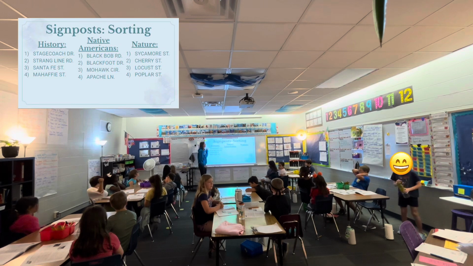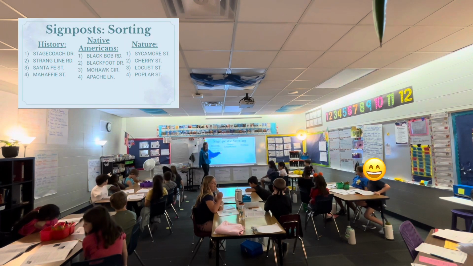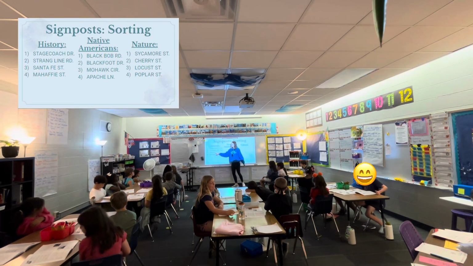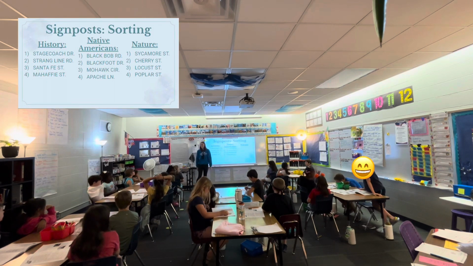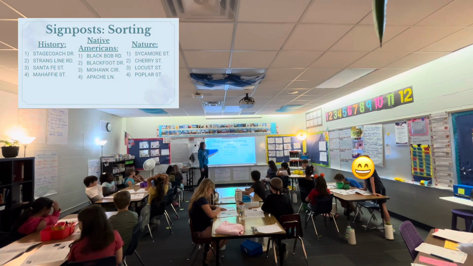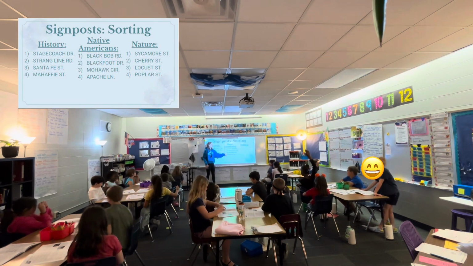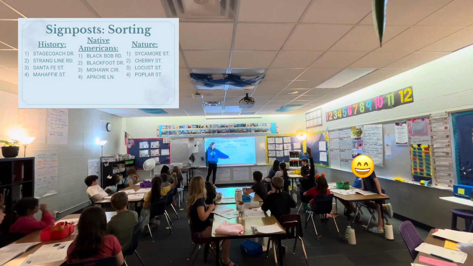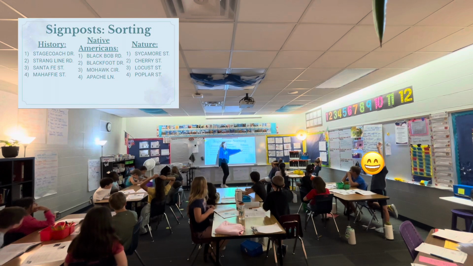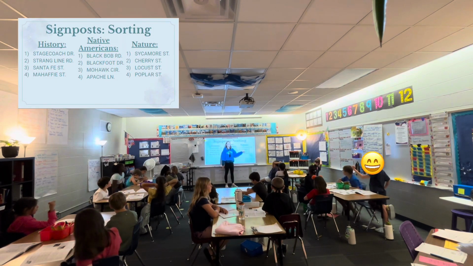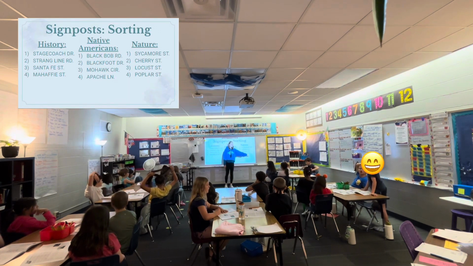History. We have Stagecoach Drive. We have Strang Line Road. We have Santa Fe Street and Mahaffey Street. Under our Native Americans, your pencil is down. We have Black Bob Road. We have Blackfoot Drive. Mohawk Circle. Then Apache Lane. And in nature, we have Sycamore Street. We have Cherry Street, Locust Street, Poplar Street.